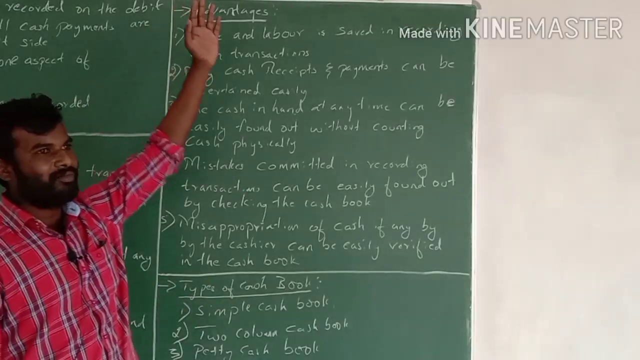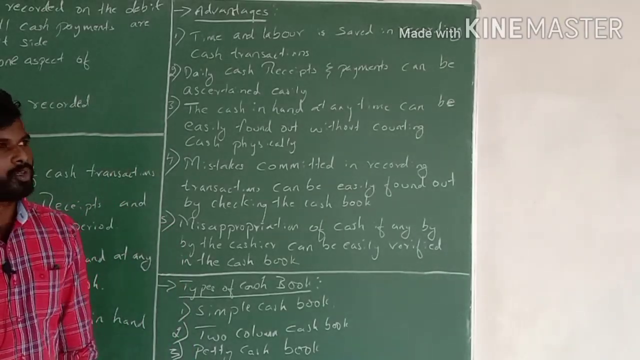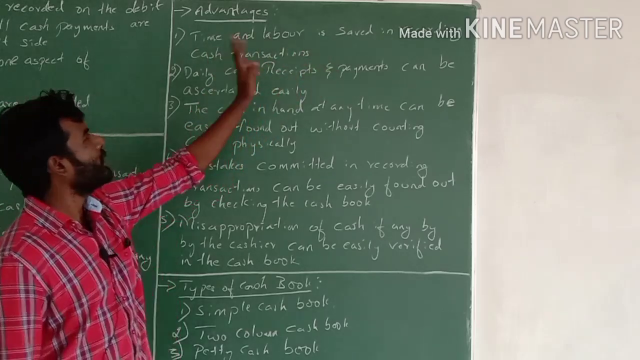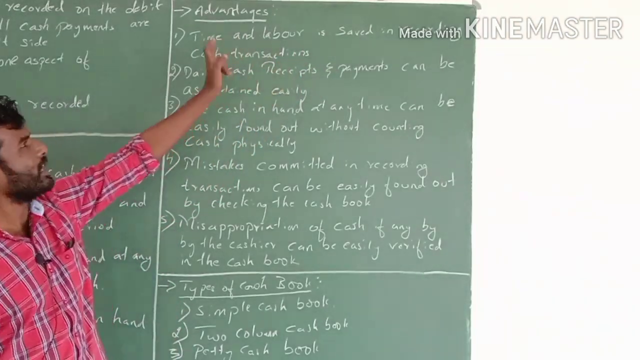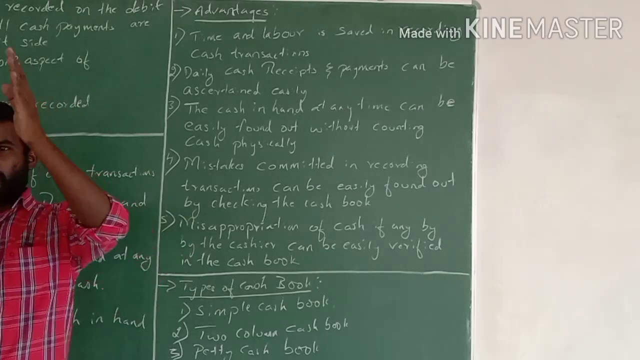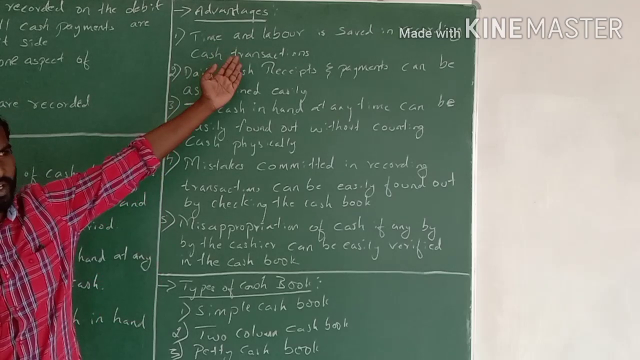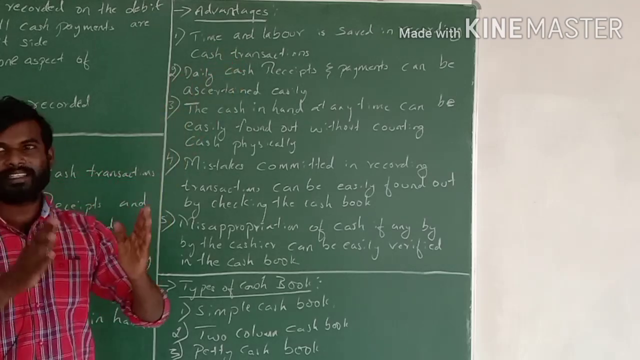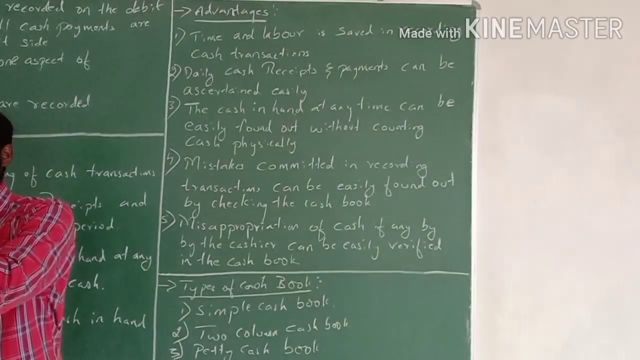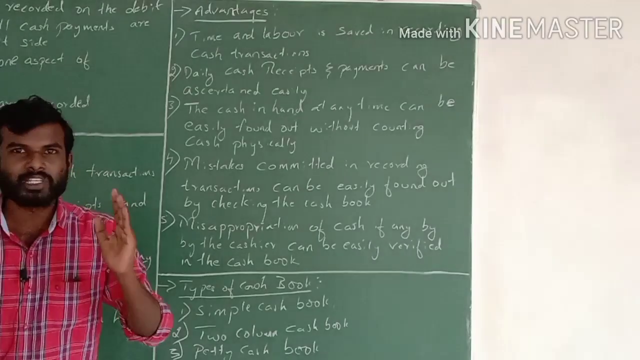The next is the advantages of the cash book. While considering the advantages of the cash book, the first point says that time and labor is saved in recording cash transactions. Why is time and labor saved? In general, you will be recording date wise, in chronological order. Here also you will be recording date wise, but the transaction varies. A separate book will be maintained for cash transactions. For purchases, a separate book will be maintained. For sales, a separate sales book will be maintained.